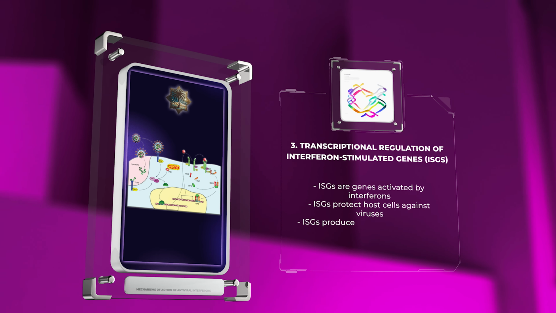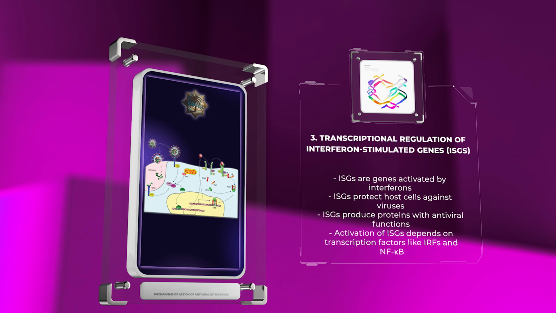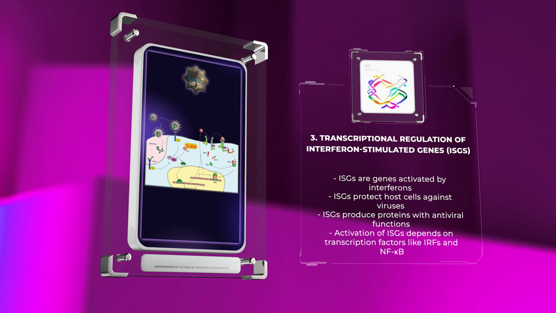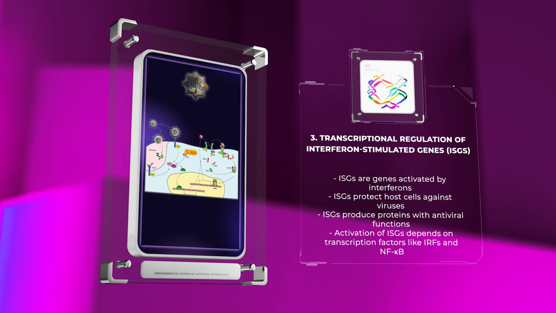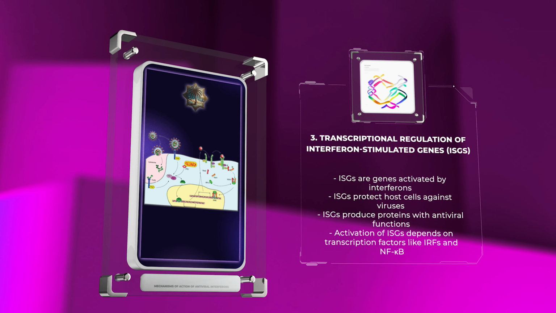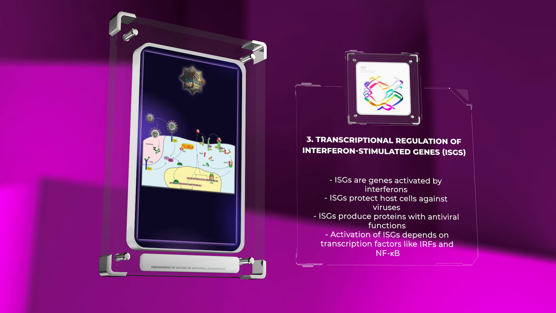ISGs are genes activated by interferons that protect host cells against viruses. They produce proteins with antiviral functions, like breaking down viral RNA and stopping viral replication. Activation of ISGs depends on transcription factors like IRFs and NF-kappa B, which bind to specific DNA regions.